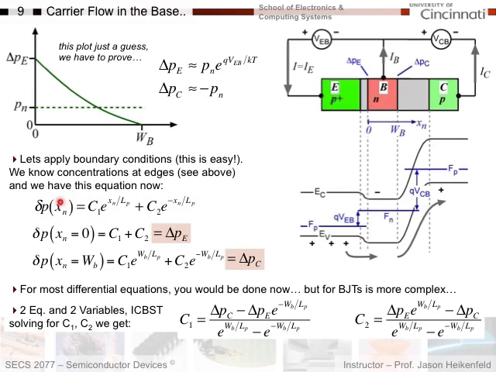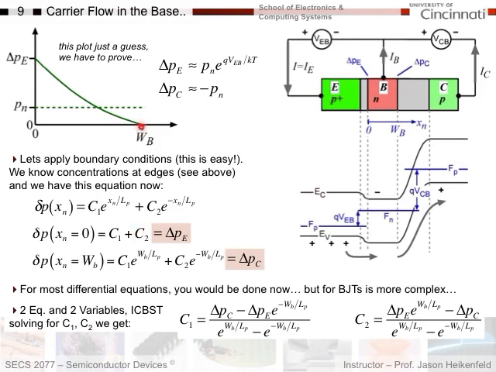Well, we already know that the excess at xn equals 0 is equal to delta PE. So I can say, okay, xn equals 0, I'll substitute x equals 0, this term goes away, I just get C1. At xn equals 0, this term goes away, it becomes 1, I get C2. C1 plus C2 is equal to delta PE, because here at 0, we have delta PE. So that's an equation which helps me start to solve for C1 and C2.